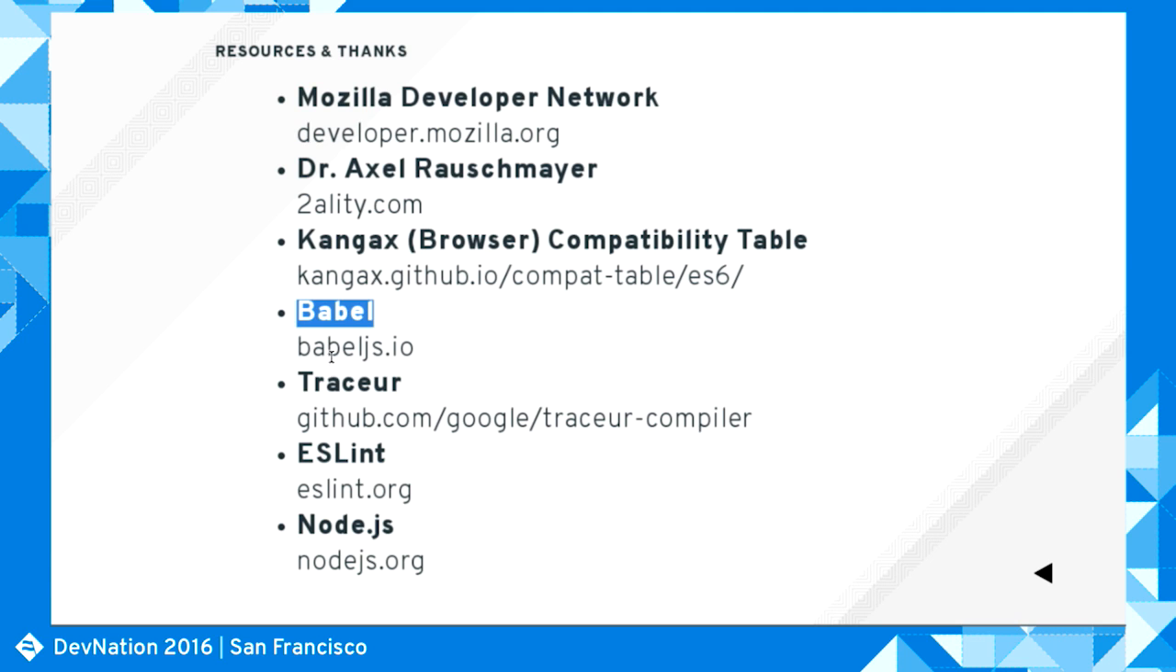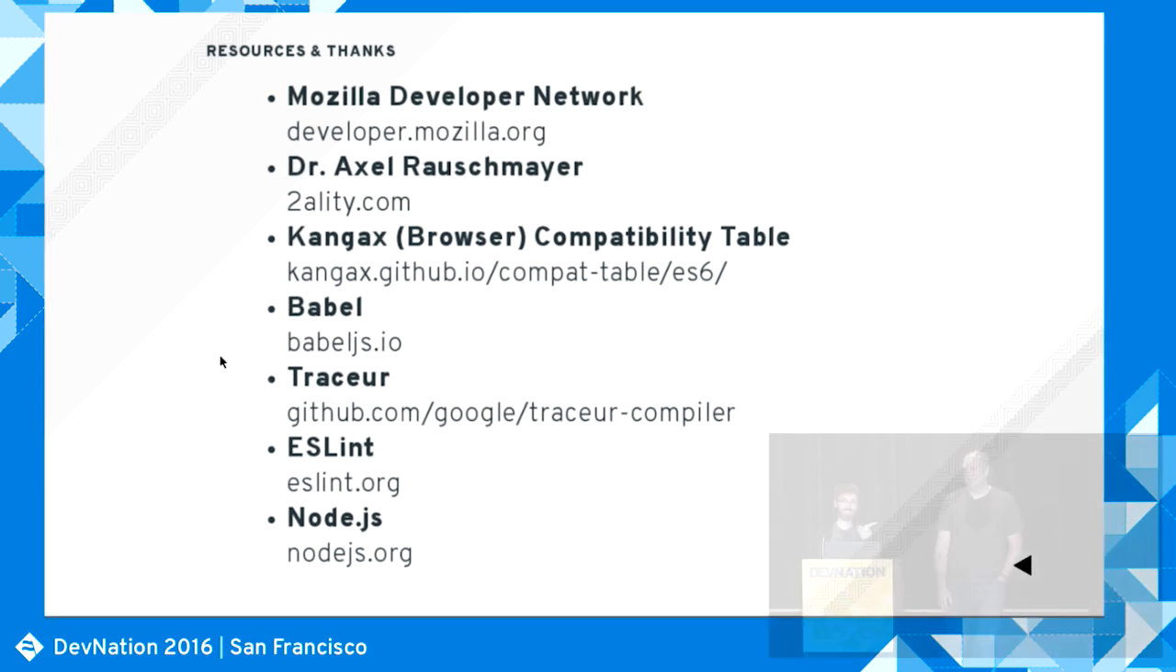Babel and Traceur here are two transpilers that will convert your source code, if you write it in ES6, into ES5. They're able to do that kind of by going in reverse of what our presentation does. They take the bottom right and convert it into the top left.